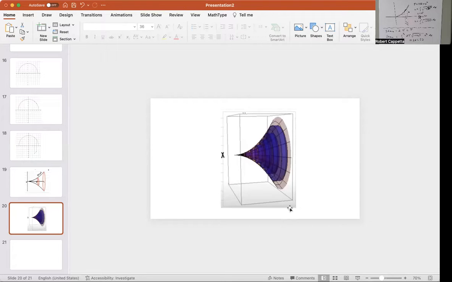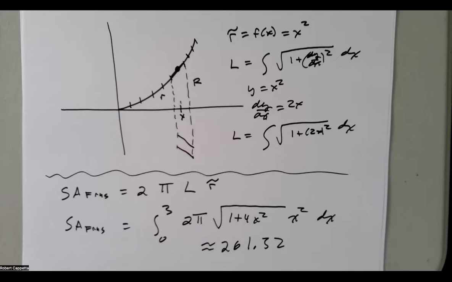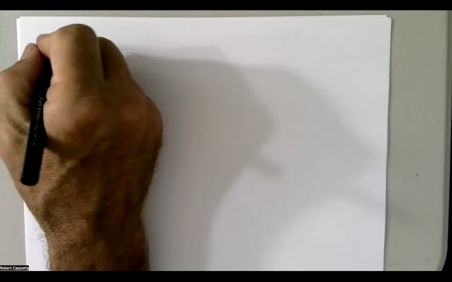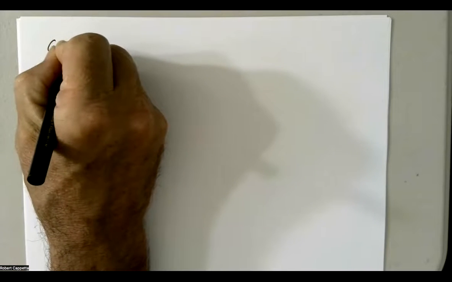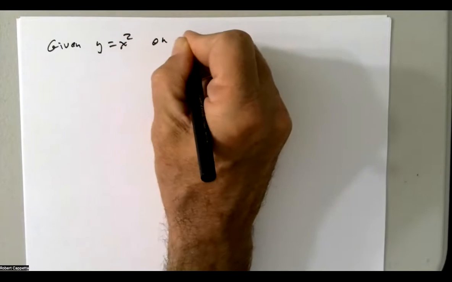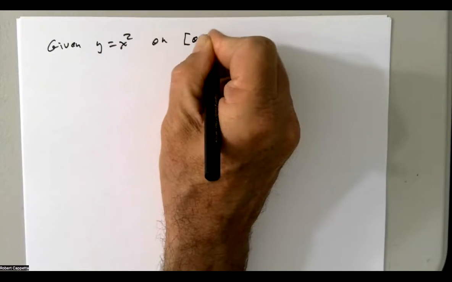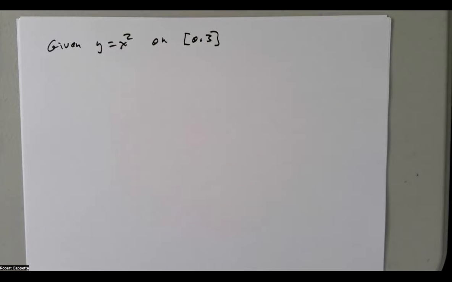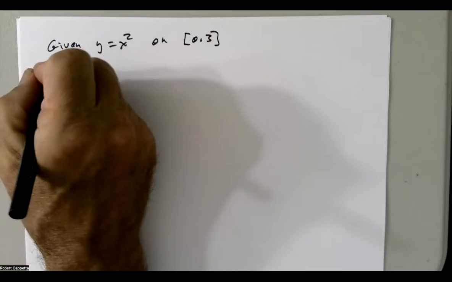But now let's try to wrap it around the y-axis. So the same thing, y equals x squared on the interval from 0 to 3. Let's wrap that around the y-axis this time. And that's a little easier to visualize. So this time we're going to say, given the curve y equals x squared on the interval from 0 to 3, construct a solid by revolving the curve around the y-axis.